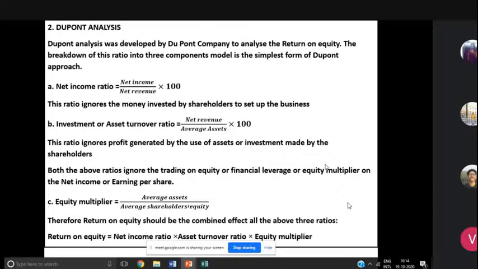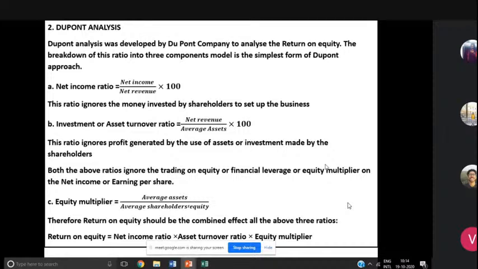Therefore, return on equity is equal to, what is the first ratio? Net income ratio, that is net profit ratio. What is the second ratio? Asset turnover ratio. What is the third ratio? Equity multiplier. Why equity multiplier? To give the effect of financial leverage. What is financial leverage? Use of borrowing, use of debt to maximize the EPS.